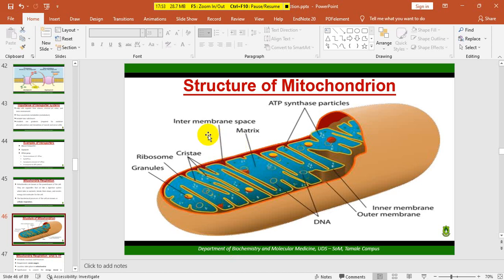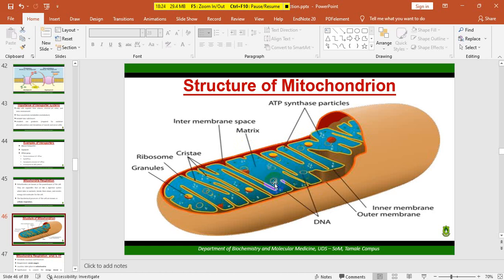We have the intermembrane space. There's a space here. This space is called intermembrane space. Then these are the ATP synthase particles. ATP synthase is an enzyme. The enzyme particles are here. The matrix is the cytoplasm of what? The mitochondria. Whenever you see matrix of the mitochondria, that's the cytoplasm of the mitochondria.